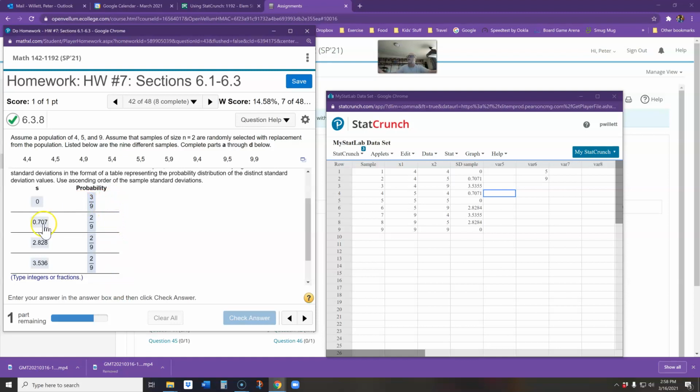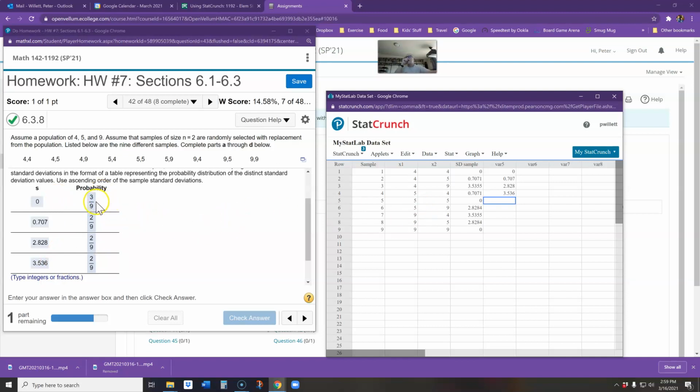So now I want to create these as a probability distribution. So I'm going to go over here and make a probability distribution. It won't take too long. I'm going to list the values in the variable 5 column, which are 0, 0.707, 2.828, and 3.536. So there are my values in my probability distribution, and then here are the probabilities.